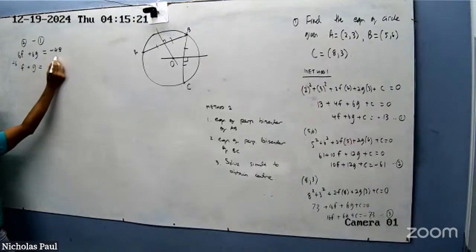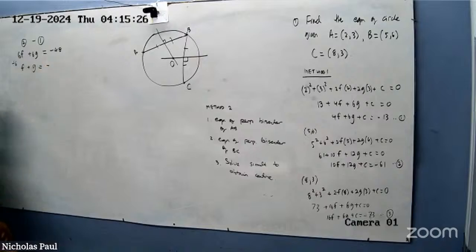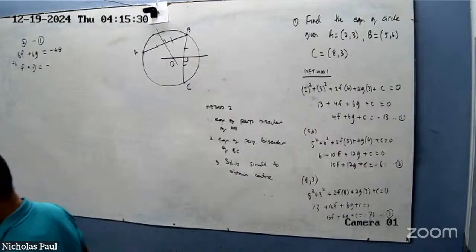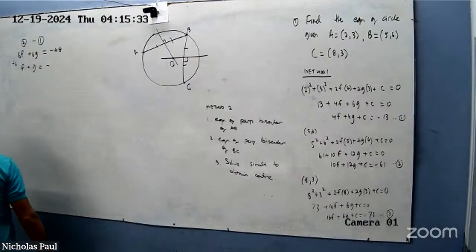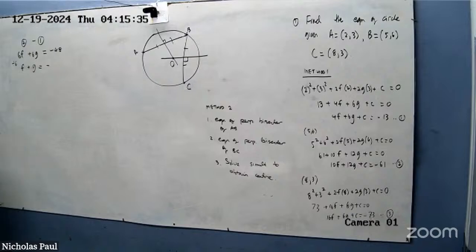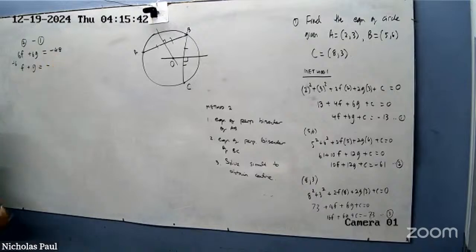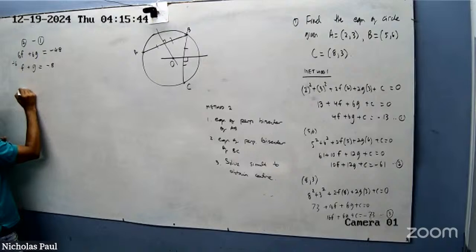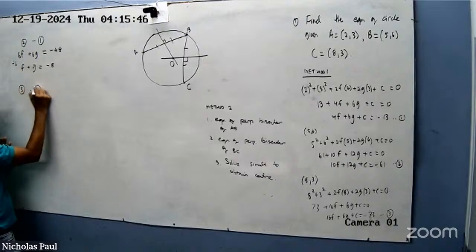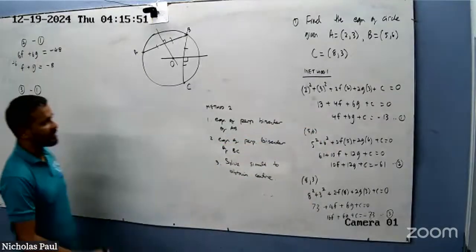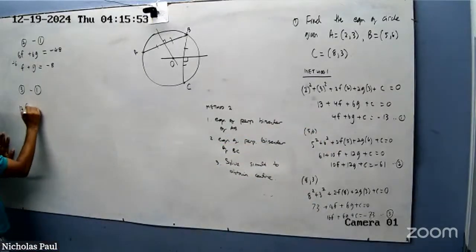When I divide this by 6, what is it? Minus how much? Sorry, what is it divided by 6 again? 8 minus 8. Now equation 3 minus equation 1. So that'll be 16 minus 4, that's 12.